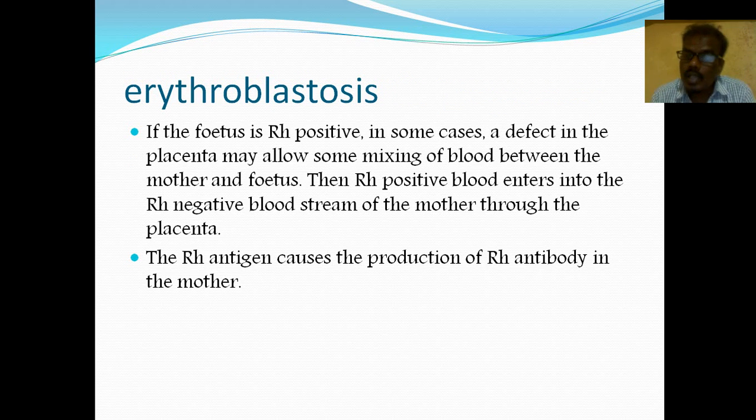Suppose the fetus is Rh positive and the mother is Rh negative. Then there will be mixing of blood through the placenta. The Rh negative blood, I mean the mother's blood, may mix into the fetal blood, which is Rh positive. So both negative and positive blood are mixed together. The baby is Rh positive, so that Rh antigen initiates the production of antibodies in the mother.